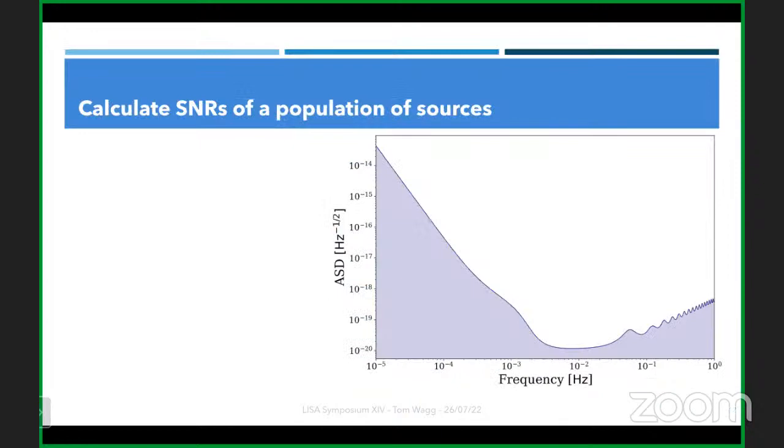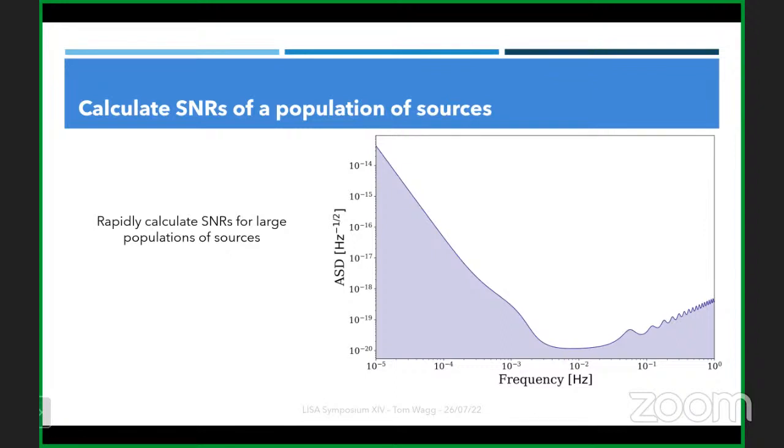So let me give you a couple of things that you might do with it. I think the most obvious one is to calculate signal to noise ratios of populations of sources. You can rapidly do this for large populations. It will do different approximations based on whether you can assume it's stationary or assume it's circular. And it will only use a certain number of harmonics based on what you set the tolerances to be. So it's flexible, but it's as fast as it can be based on your personal choices.